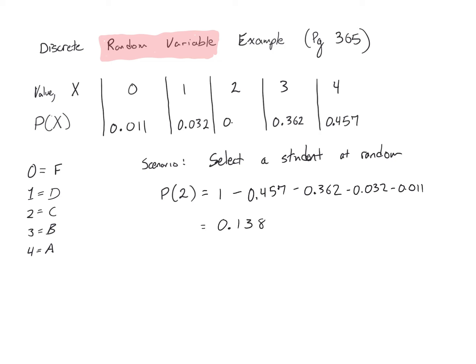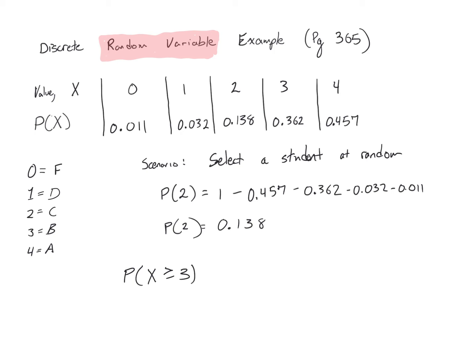So 0.138. The nice thing about a distribution like this is we can answer a lot of different questions, including ones that have more complex ideas in them. One of the questions asked is, what is the probability that our random variable x is greater than or equal to 3? When we take an observation of this scenario, selecting a student at random, what's the probability that the grade is a 3 or higher?